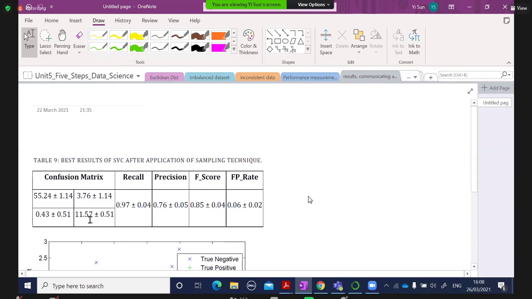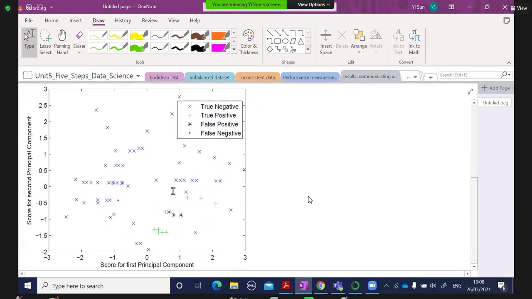What she did is she repeated the procedure 10 times, for example, and each time she randomly selected a test set. That is why here is a mean value with standard deviation. In this way, she thinks the results can be more robust. And she also found those wrongly misclassified patterns.